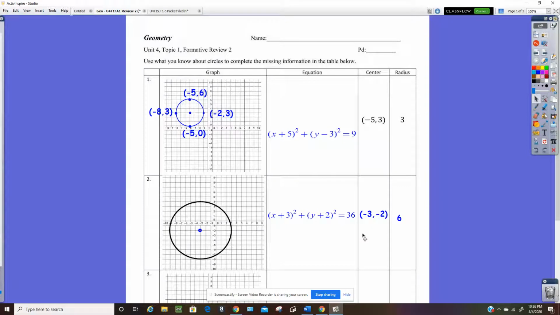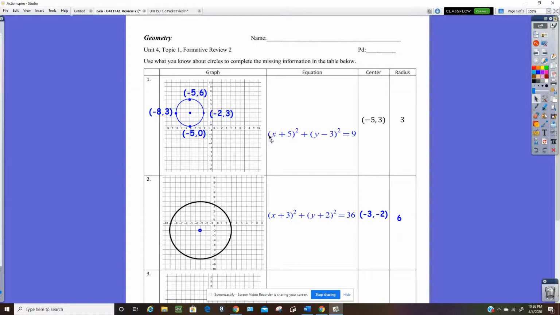There's a second review on circles. So here's the given information. (-5, 3) is the center. That's this point right here. And then go 3 to the right would be (-2, 3). 3 to the left, (-8, 3). Up 3 is (-5, 6). And down 3 would be (-5, 0).